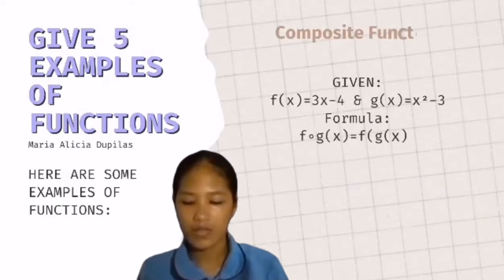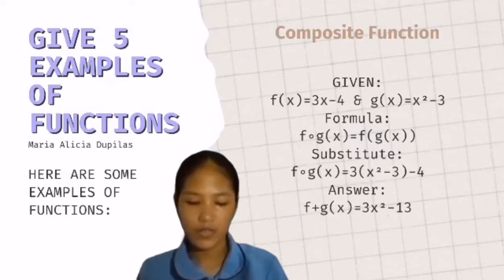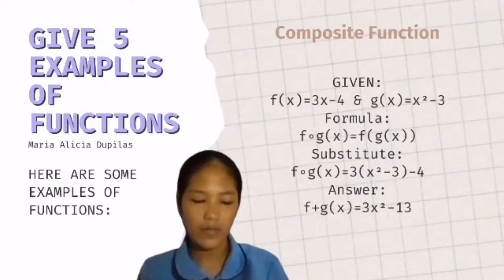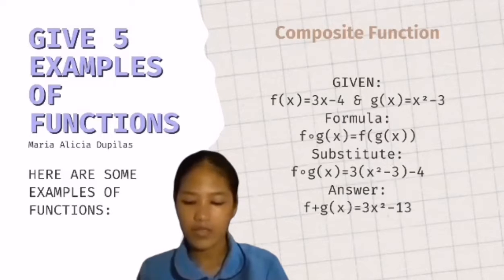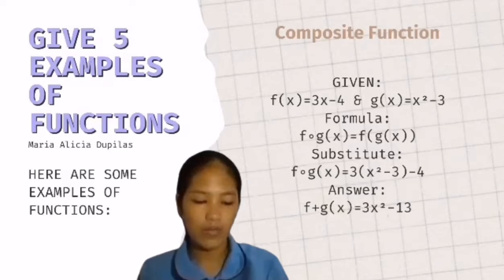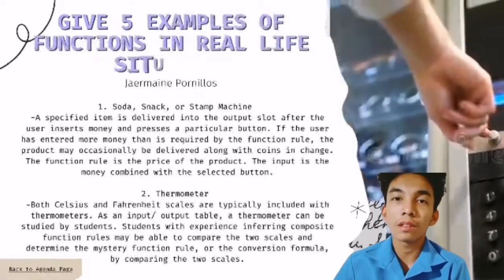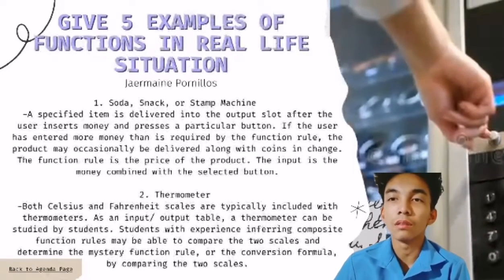Composite function. The given example for composite function is f of x equals 3x minus 4 and g of x equals x squared minus 3. The formula for this equation is f of g of x. Here are the 5 examples of functions in real-life situations.